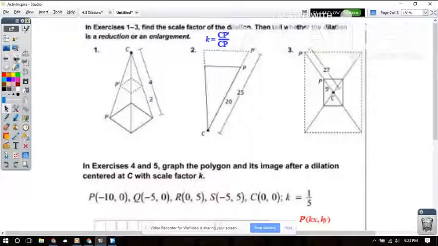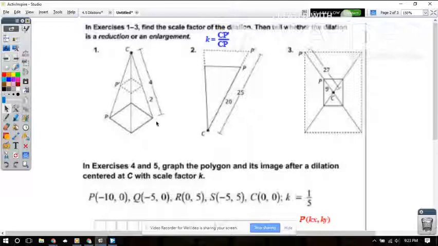All right, let's take a look at some examples here. In exercises 1 through 3, we want to find the scale factor of the dilation and then tell whether the dilation is a reduction or an enlargement. So let's see here. We're looking for the scale factor. Remember the scale factor from the previous page: K is equal to the length of segment CP prime over the length of segment CP.